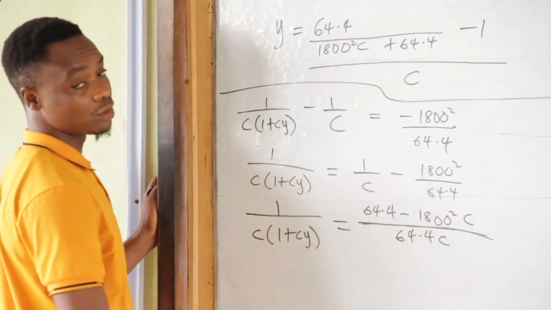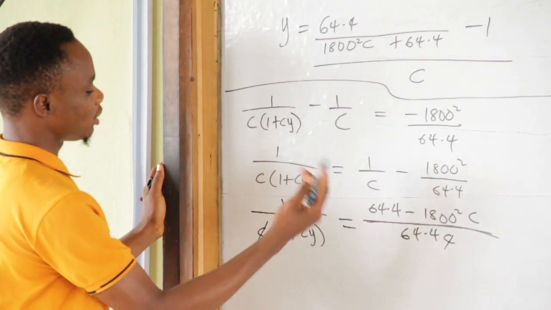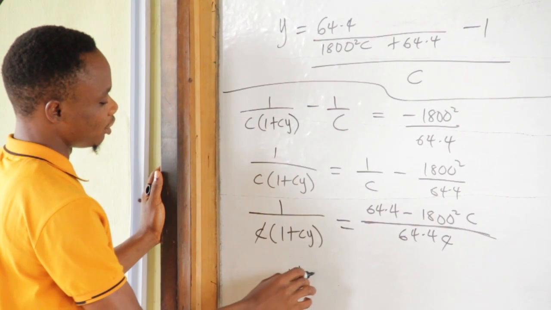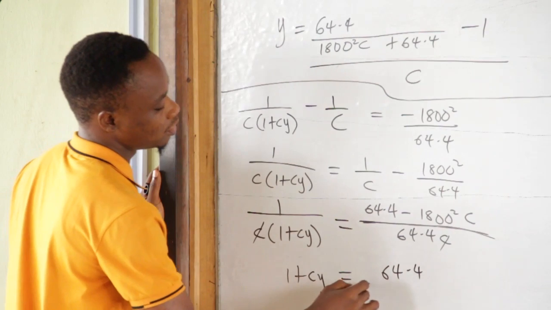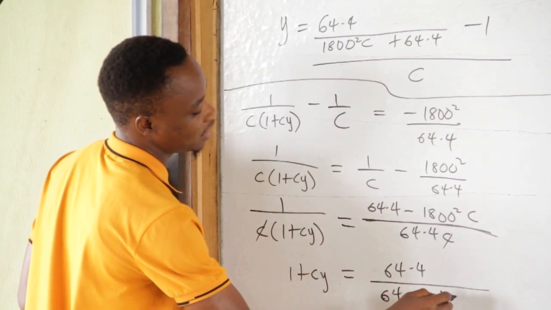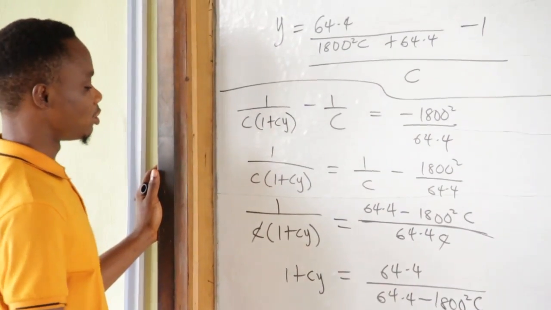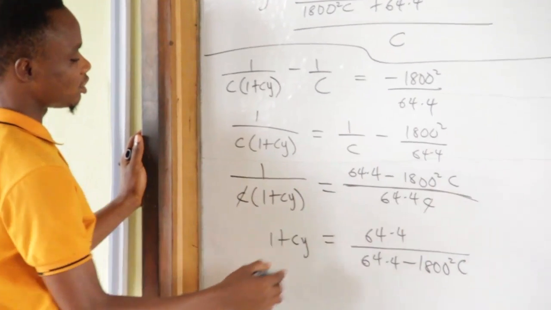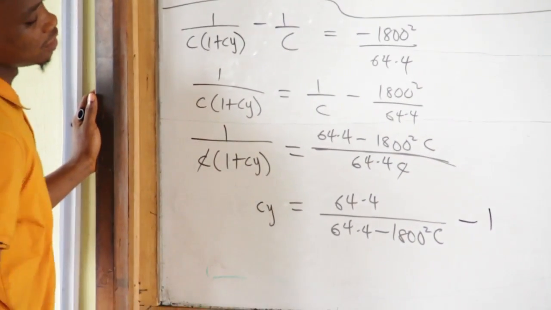So we can invert both of them. When you invert both of them, we cancel this c. You're going to have 1 plus cy is equal to 64.4 divided by 64.4 minus 1800 squared c. Is that clear? So from here you can move 1 to the other side. So this is going to carry minus 1. You can divide by c.